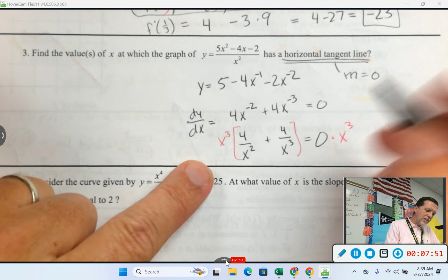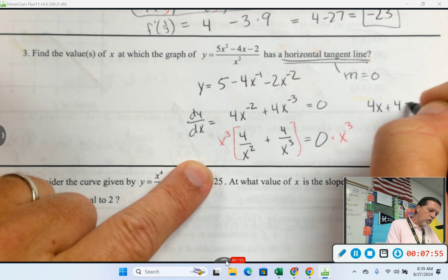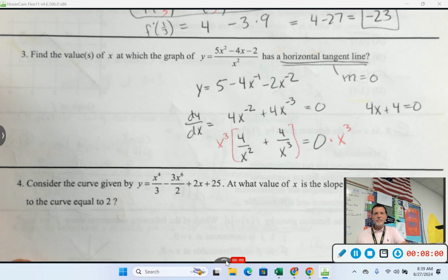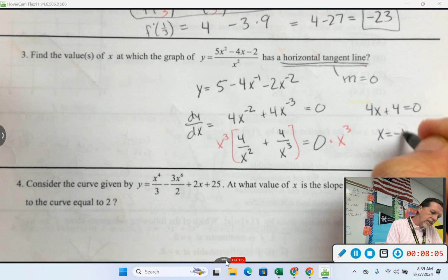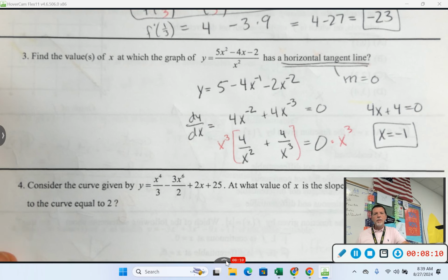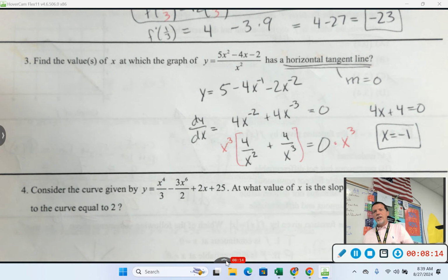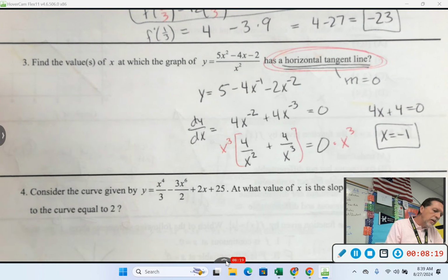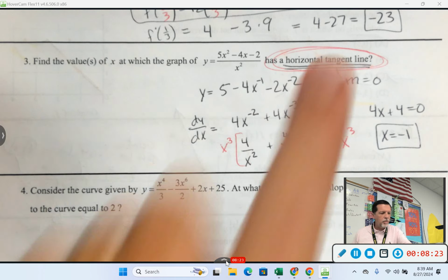But I like that because then your fractions are gone. And you've got 4x plus 4 equals 0. So that's probably the best first step, because now we got a super easy problem to deal with. So x equals negative 1. So that means whatever this thing looks like, when x is negative 1, there's a horizontal tangent line. This is a commonly asked problem because horizontal tangent lines have multiple meanings later. So that's why we throw that in there.